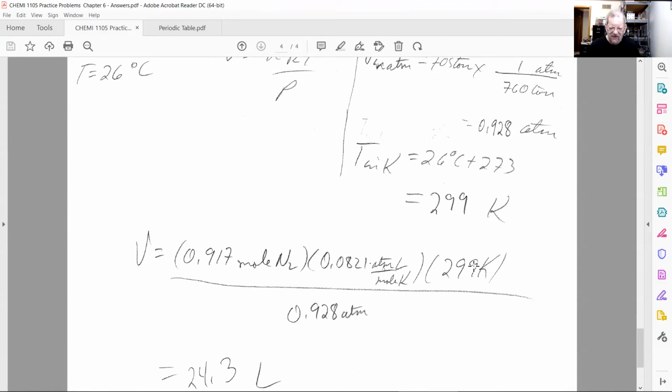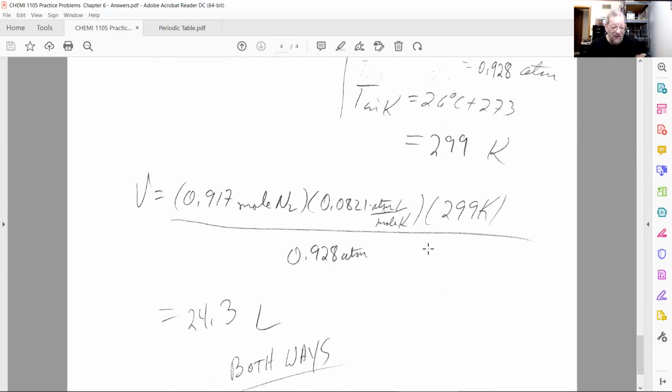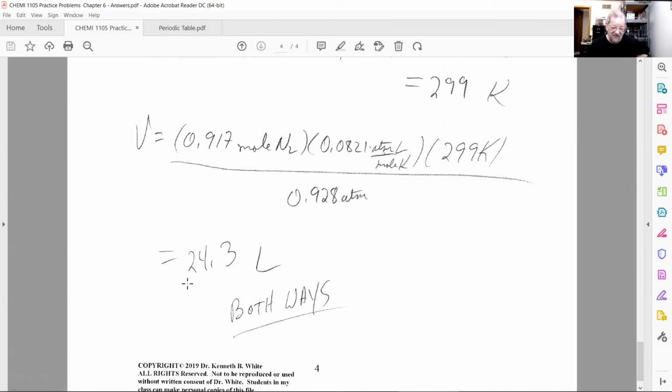Forget about the bottom right now. Kelvin divided by Kelvin cancels out. This is gone. Now let's look at the bottom. Atmospheres here, on top would be atmospheres. That cancels out. We're left with, yay, liters. So I do it. 3 significant figures, 3, 3, 3, 3, 3.